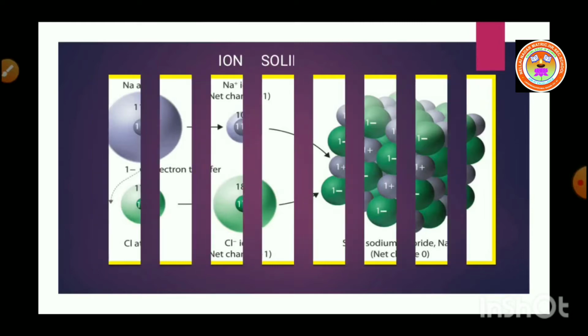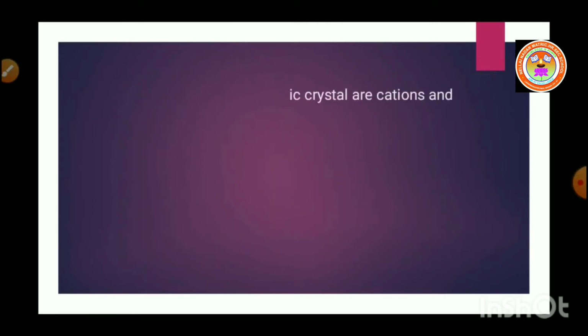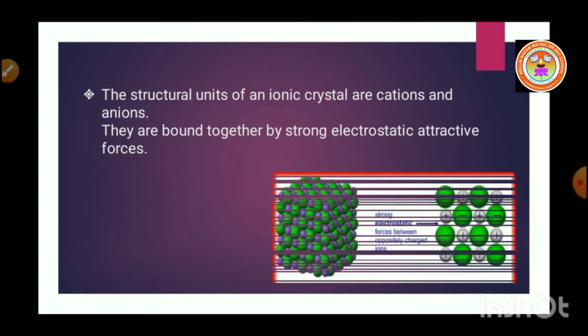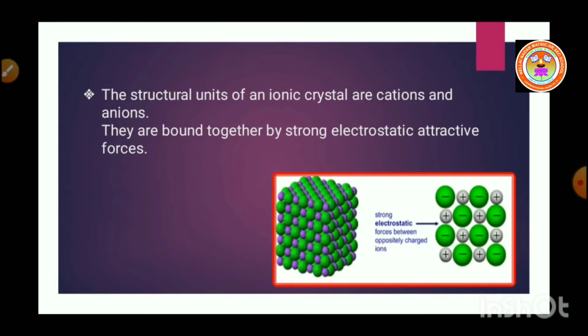So see here, the structural units of ionic crystals are cations and anions. Now clear? They are bound together by strong electrostatic attractive forces. Why is it happening here? Because one has a positive charge and the other has a negative charge. That's why there are strong electrostatic attractive forces.